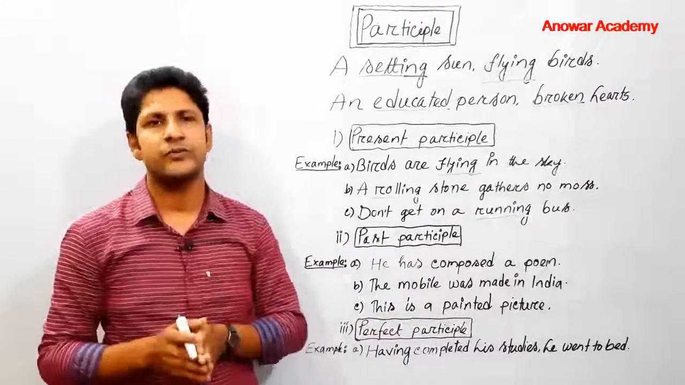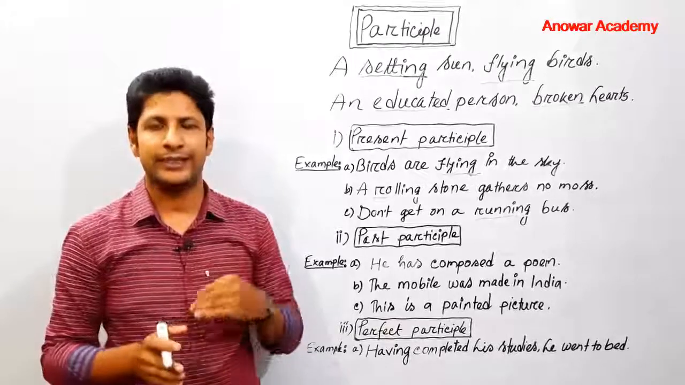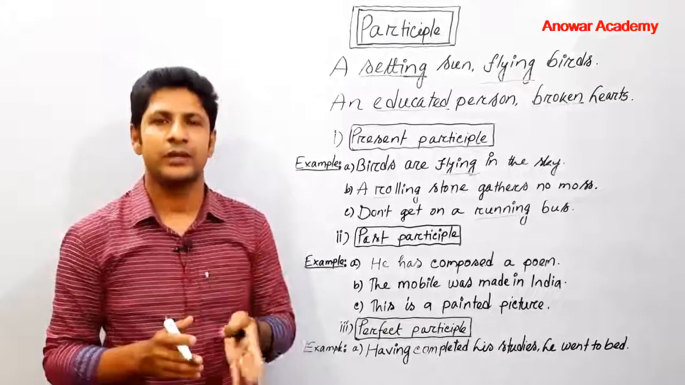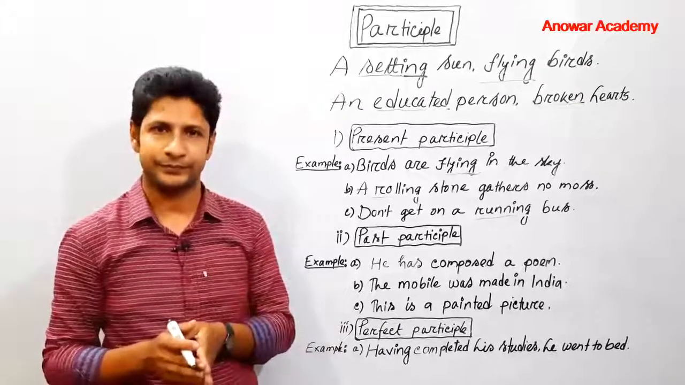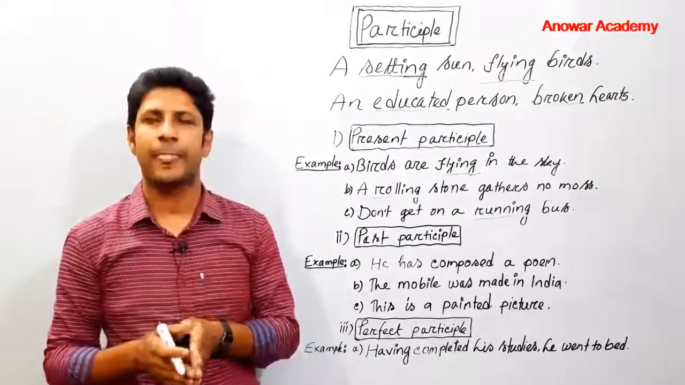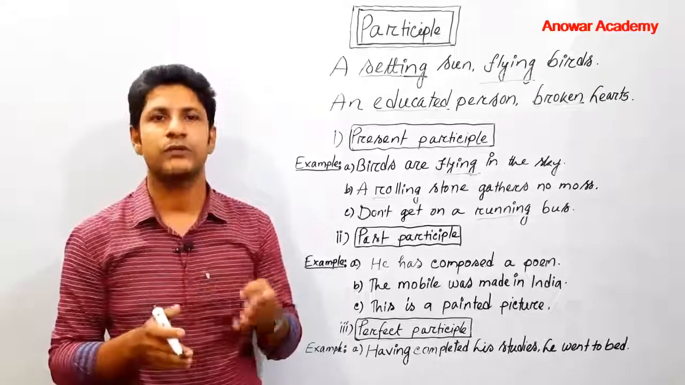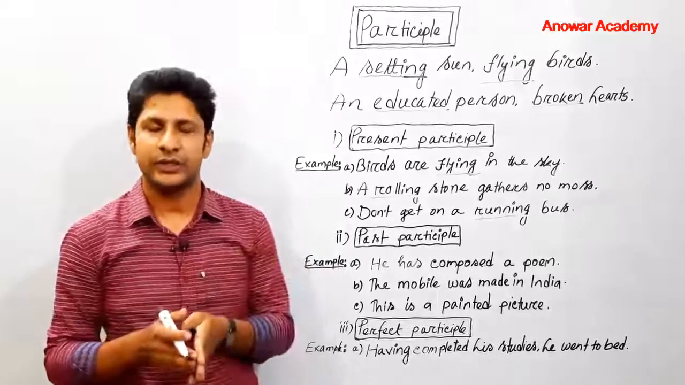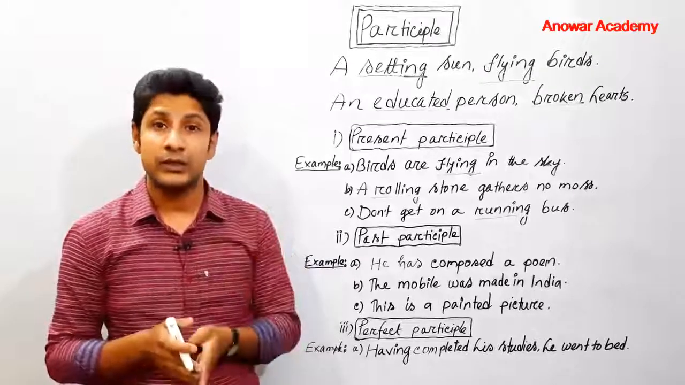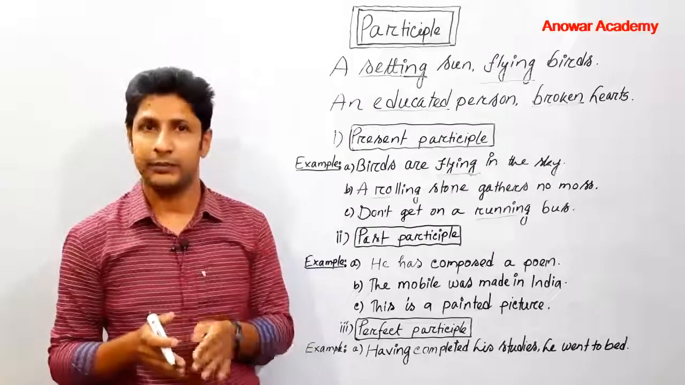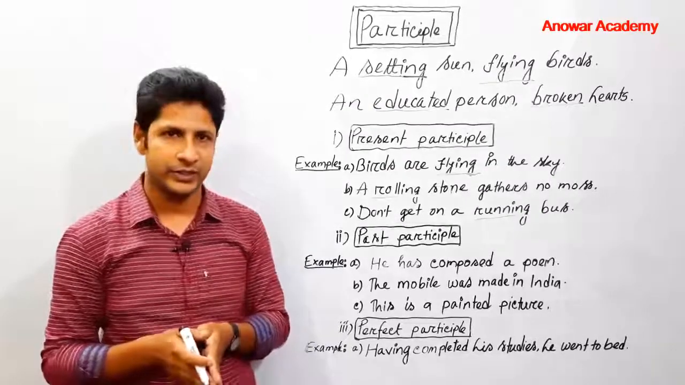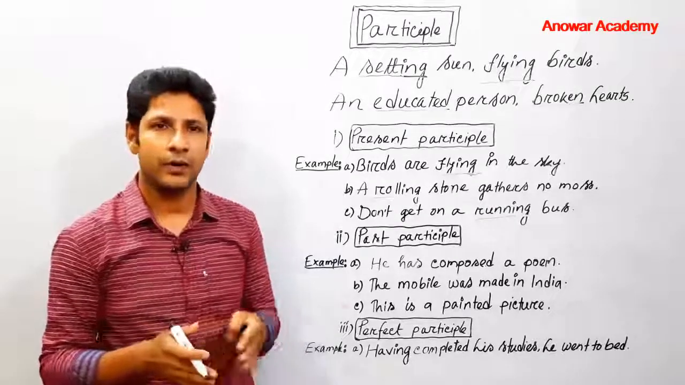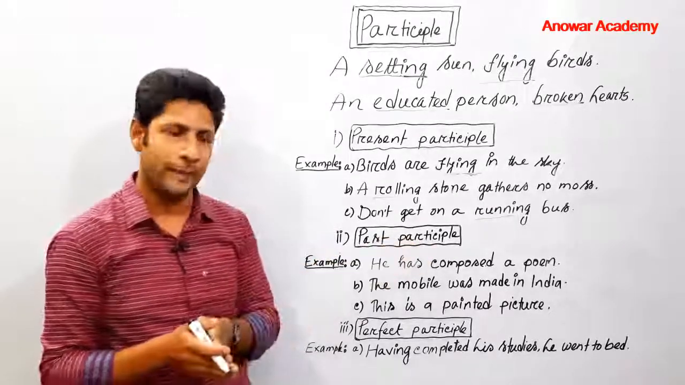You know, past participle is the form of verb that ends in ed, d, or sometimes with en. Past participle is used with the verb to be to make passive voices, and with the verb to have to make perfect tenses. Let's now see some examples of past participle.